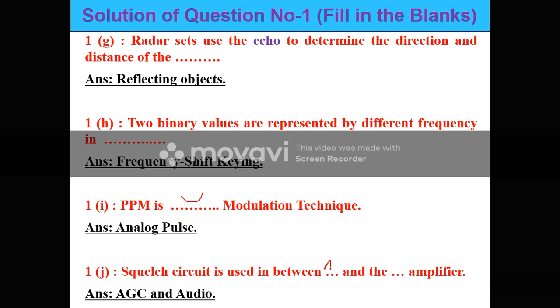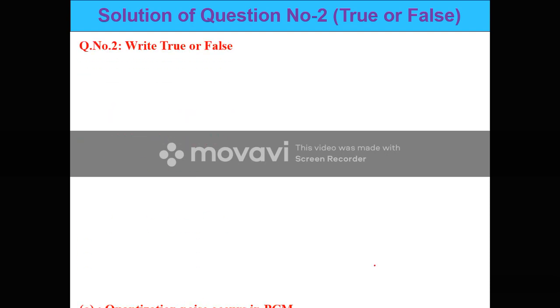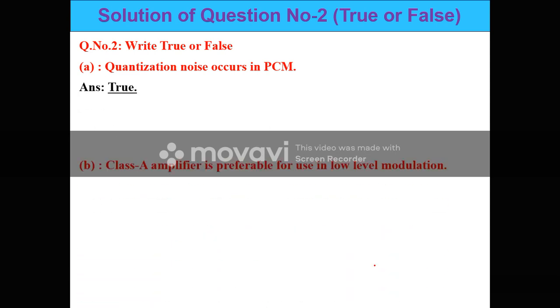Okay, so here will be AGC and here will be our audio amplifier. So the squelch circuit is used in between the AGC and audio amplifier. Our next question is true or false. Quantization noise occurs in PCM system. This statement is true because when we quantize the signals, some noise is there, because from the previous steps we have assumed that. So that's why some quantization noise occurs in the PCM system. So this statement is true.